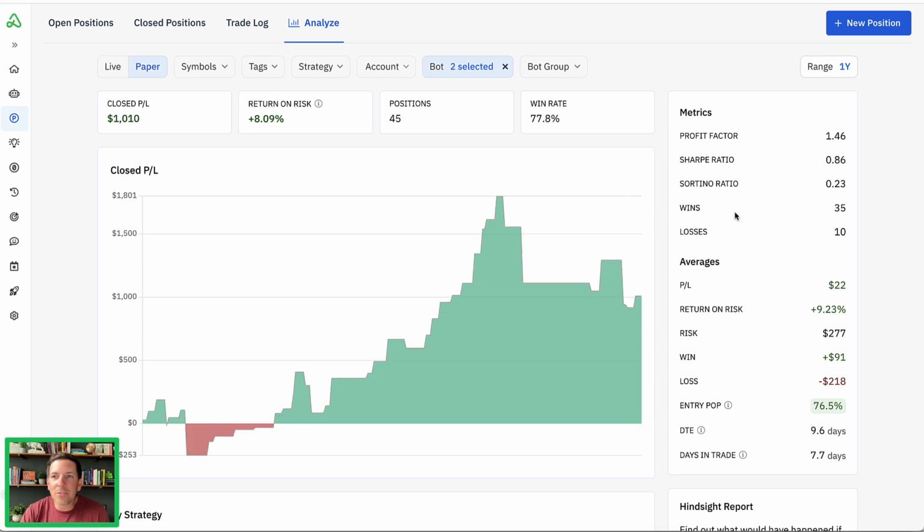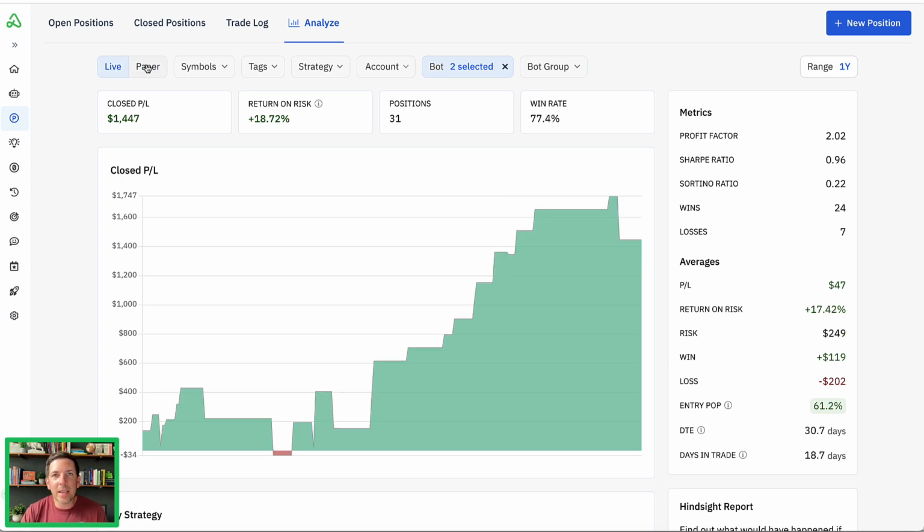You get profit factors around the same. You get some of the metrics around the same. So this is a good indication that, again, it's never going to be perfect, paper versus live, but you're kind of skating in the right direction, that the difference between these two is not too dramatic.